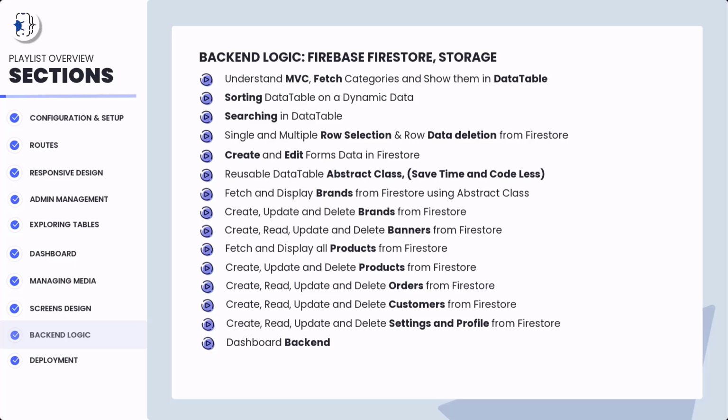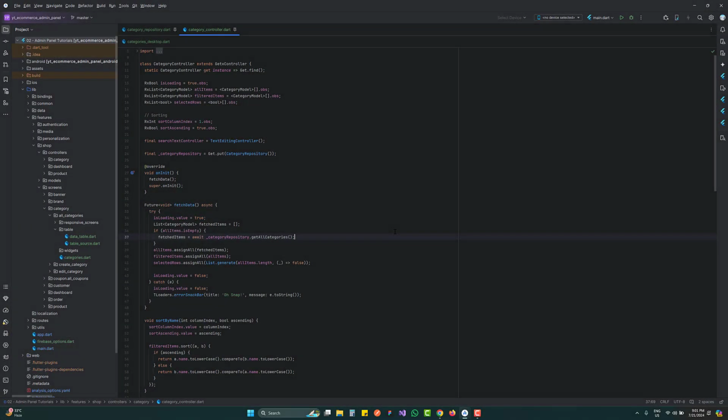Then we have sorting of columns, searching of the data table or whatever the values inside it, selecting a single row or multiple rows, and deleting data. After that, in this tutorial we are going to create and update a record. Let's open our Android Studio and I'll show you the code.